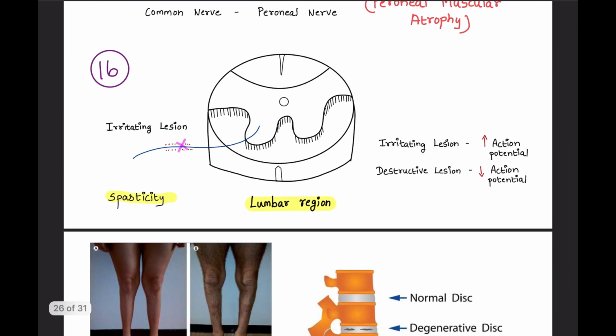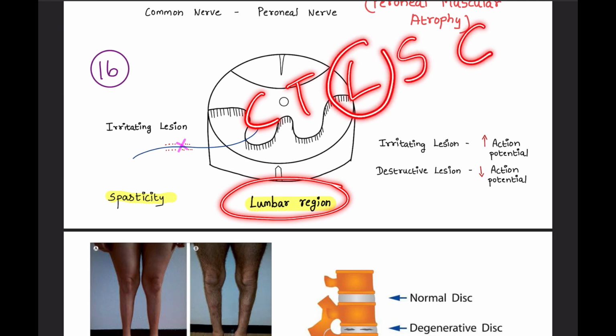In the next case, there is a lesion in the motor nerve fiber. This lesion is of irritative type, that is, it is an irritating lesion. So there is an irritating lesion in the motor nerve fiber. This irritating lesion will cause spasticity. The patient will present with a clinical feature of spasticity, commonly around the lumbar region. You know, C, T, L, S, this lumbar region.